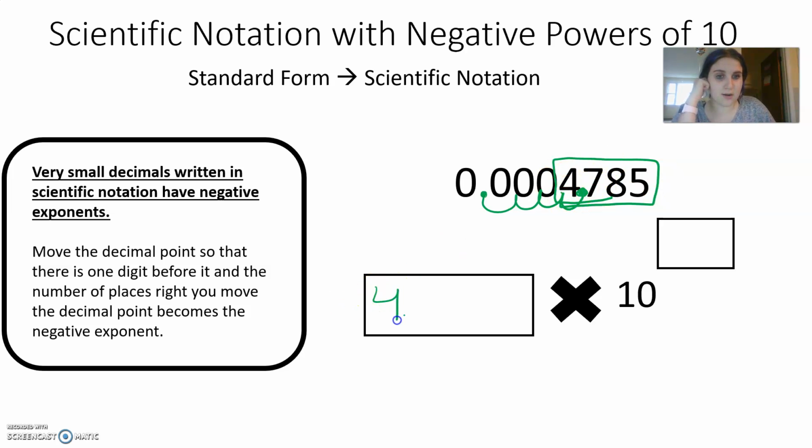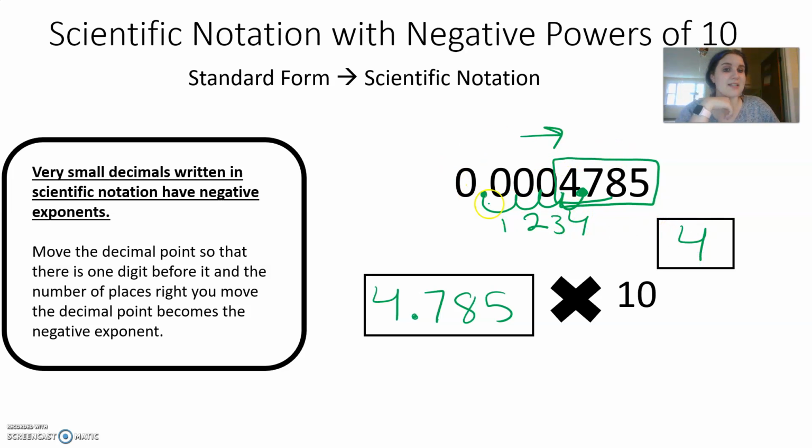So 4.78. The number of places I moved the decimal to the right becomes the exponent. So I moved it 1, 2, 3, 4. 4 places. Because this is a really small number, the exponent is negative. So our final answer in scientific notation is 4.78 times 10 to the negative 4.